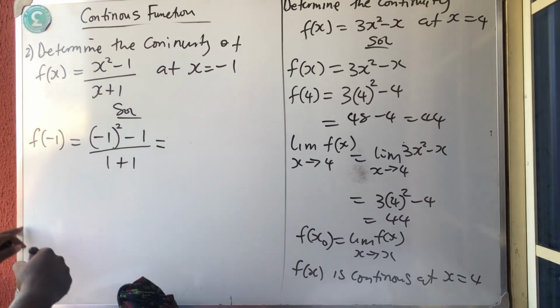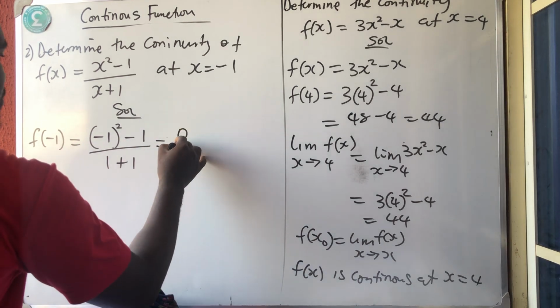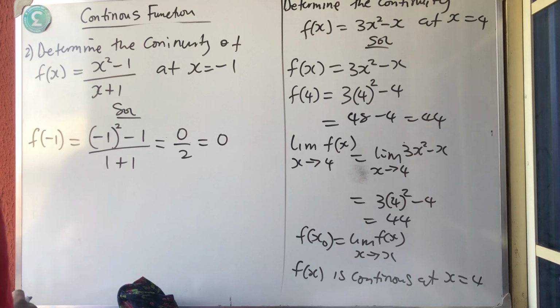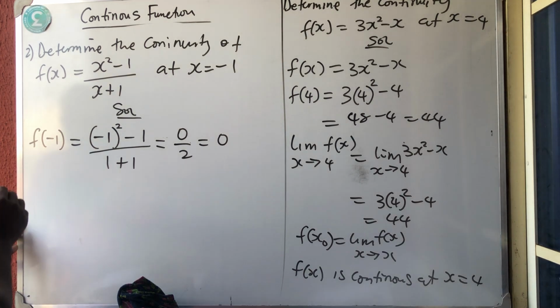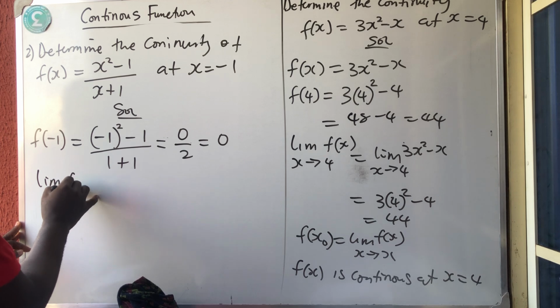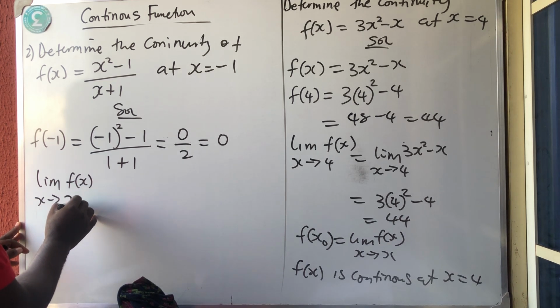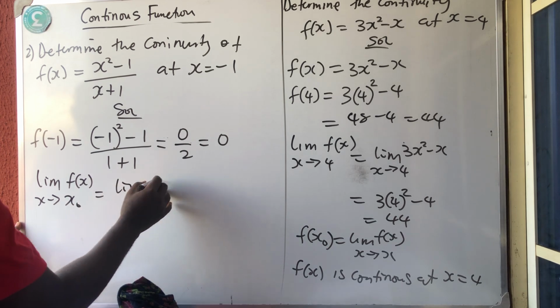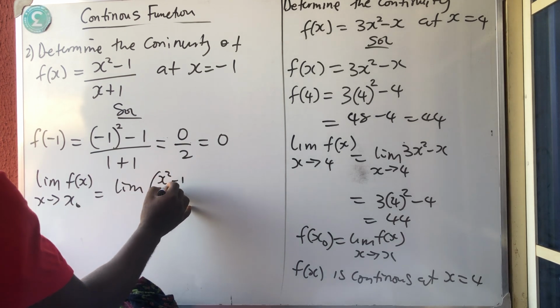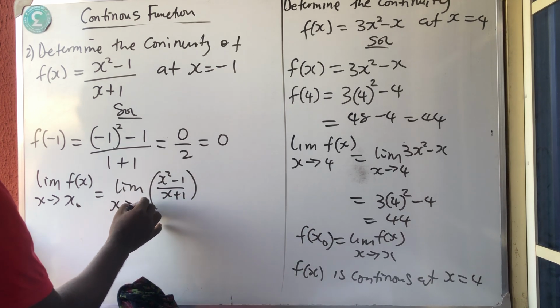So what do we have? Minus 1 squared is 1, and 1 minus 1 is 0. So I'm having 0 over 2, and 0 over 2 is 0. Okay? So the next thing we need to check is the limit of f of x as x tends to x naught. So what do we have? That is the limit of x squared minus 1 all over x plus 1 as x tends to minus 1.